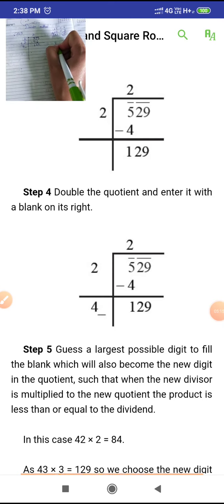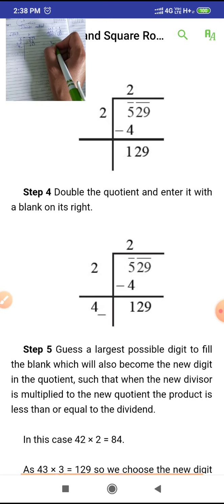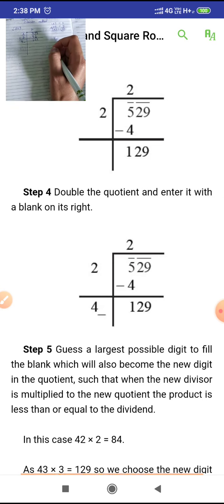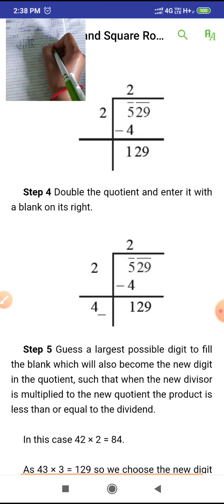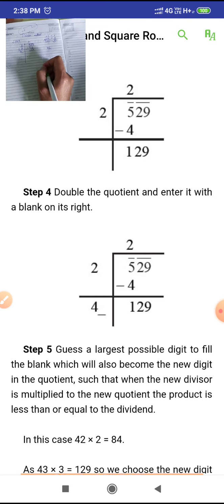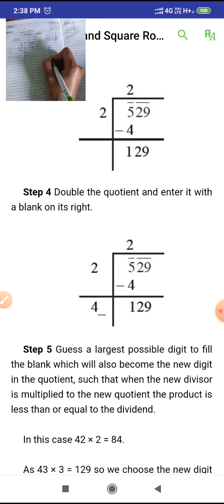So we have 4, and right side of the 4 one place is blank, and we have to fill one number here, so that the product of this number is less than or equal to 129. So if we put 1 in the blank place and multiply our number by 1, we have 41. It is less than 129.